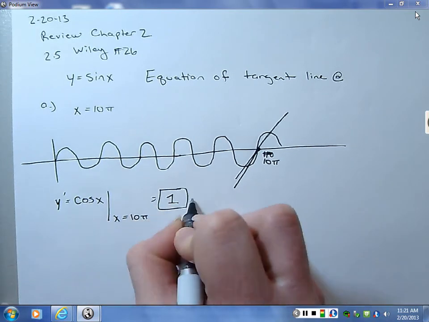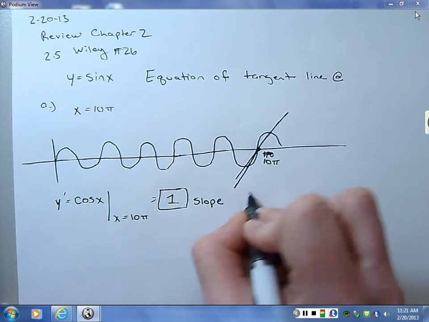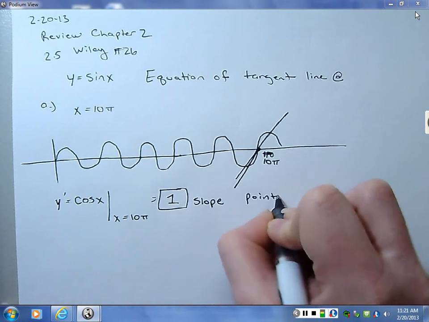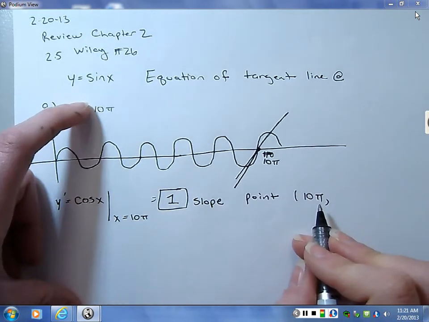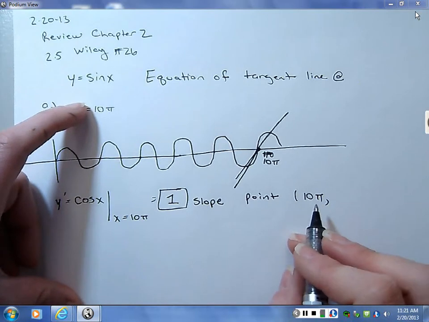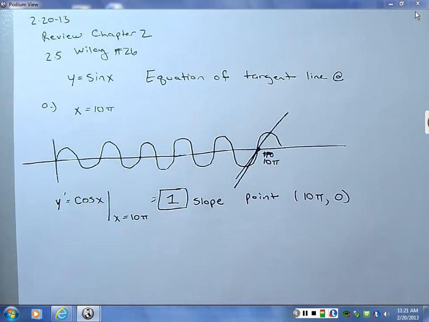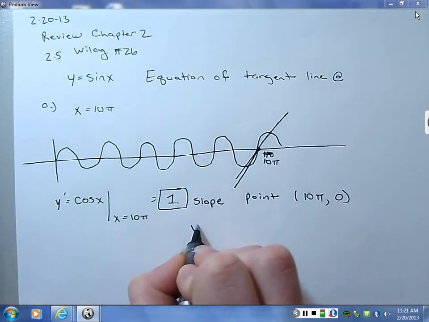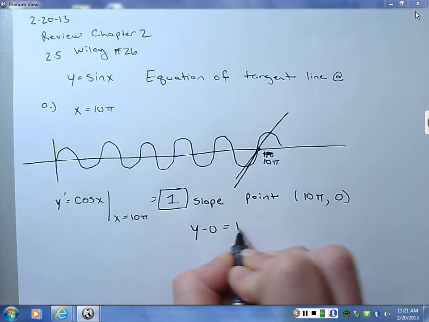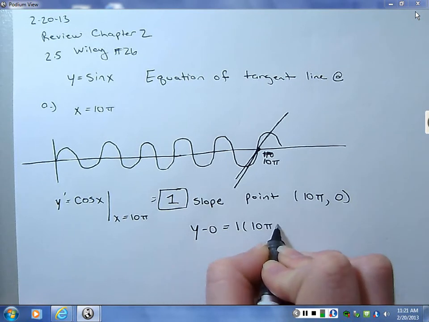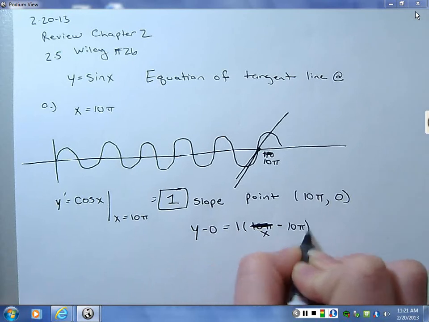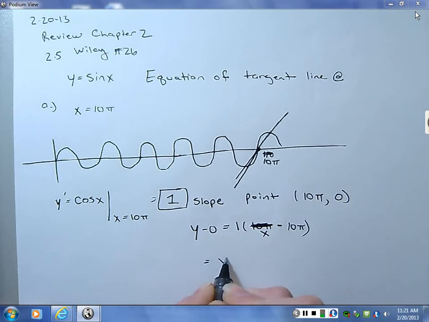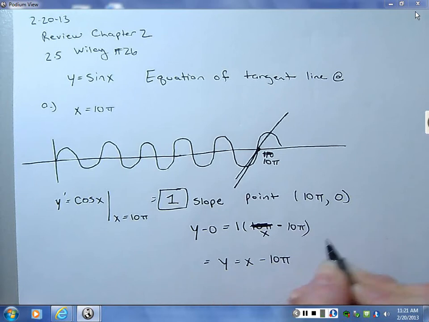So this gives me my slope. And then I need a point. And my point is going to be 10 pi, comma, sine of 10 pi. What's sine of 10 pi? 0. So now I have a point and a slope. So I have y minus 0 equals 1 times x minus 10 pi. So I have y equals x minus 10 pi.